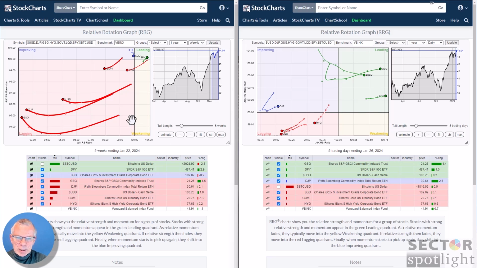So what's left now is the weekly RRG, still with a lot of tails inside the red lagging quadrant. They're for government bonds, high yield, the US dollar, and both commodity tails. It's a little bit different on the daily, where we have both the US dollar and commodities, GSG, inside leading, as well as SPY stocks. And then we've got a very clear rotation into, or further into, lagging for high yield, government bonds and corporate bonds. And we see DJP catching up, at least moving in the same direction as GSG.